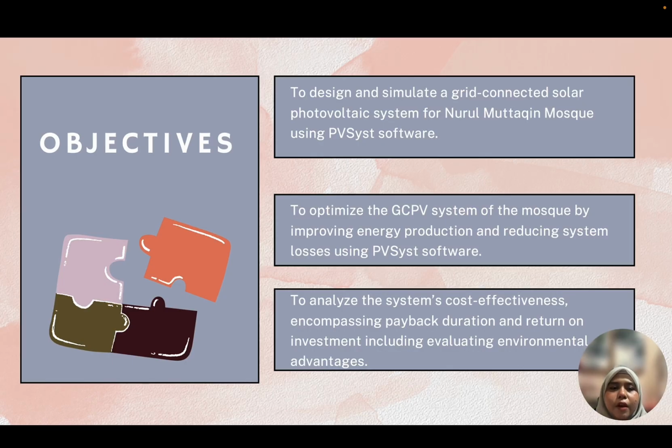The objectives of this FYP are: first, to design and simulate a grid-connected solar photovoltaic system for Nurul Mutakin mosque using PVsyst software. Second, to optimize the GCPV system of the mosque by improving energy production and reducing system losses using PVsyst software. Third, to analyze the system cost effectiveness encompassing payback duration and return on investment, including evaluating environmental advantages.